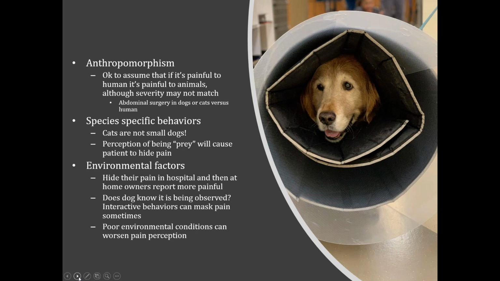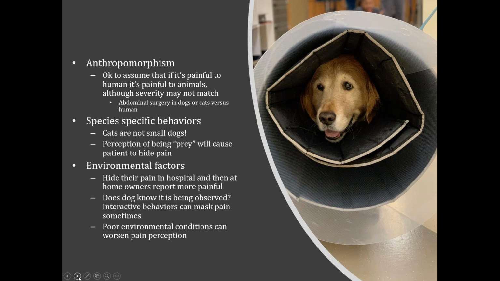One of the best examples is that we do a lot of abdominal procedures, spays and neuters, for example, though neuters are not really abdominal. How many of those dogs and cats are up moving around within 24 hours, and we actually have to limit their activity? Now, if you talk to a human who's had major abdominal surgery, they are not too anxious to do much of anything for weeks. So there's a big difference there.